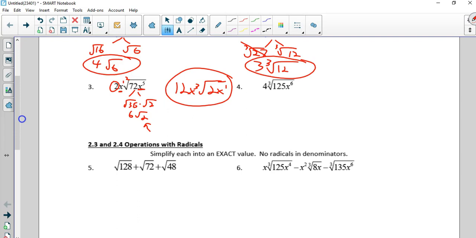Okay, 125 is a perfect cube. Cube root of it is 5. So this is going to come out 5 times 4, which is 20. And then x to the 6 divided by 3 is 2, and that is it.